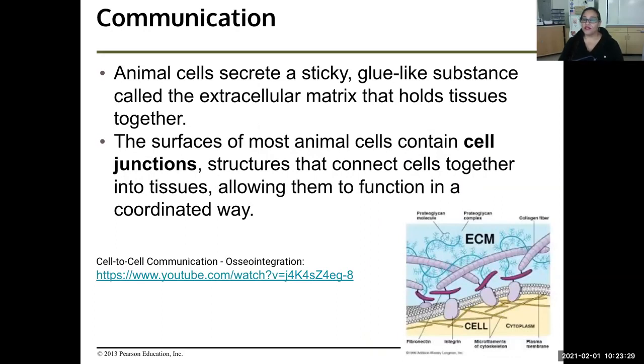Animal cells secrete a sticky glue-like substance called the extracellular matrix that holds our tissues together. And the surface of most animal cells contain cell junctions, which are structures that connect cells together into tissues, allowing them to function in a coordinated way. This is especially important in organs like the heart. Your heart has millions of different cells, but they all have to beat as one. They all have to perform the same function. If any of your cells are off and they don't beat at the same time, then bad stuff happens to the heart.